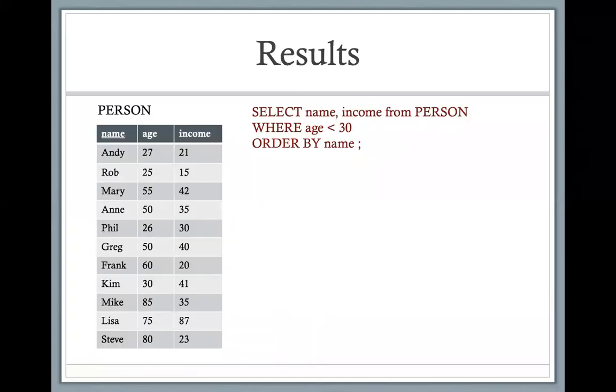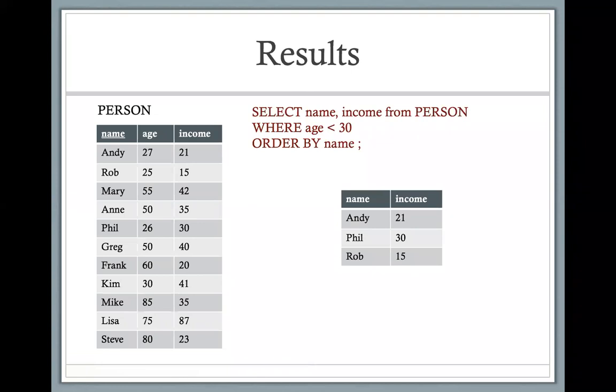Okay, so let's see the results of this. So Andy, 27 and 21 is a match, right? Rob, 25, 15 is a match, but Mary, 55 and 42 is not a match, and so on. Why? Because they do not satisfy the where condition, right? So Mary, 55, 42 does not satisfy the where condition. The age is not less than 30. Now, I'll get all the records that match. So how it's executed, I'll get all the records that match the where condition, and then at the end, just sort the results before returning them to the user based on name.